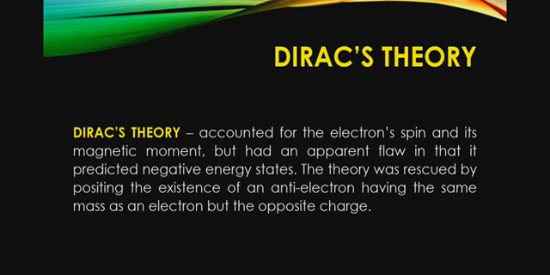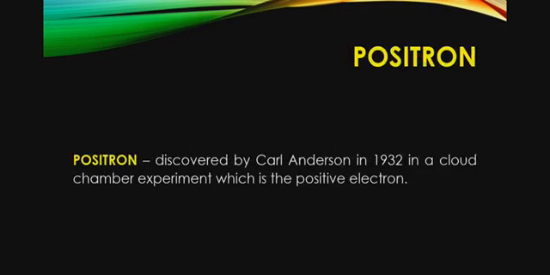Next is Dirac's theory. Dirac's theory accounted for the electron's spin and its magnetic moment, but had an apparent flaw in that it predicted negative energy states. The theory was rescued by positing the existence of an anti-electron having the same mass as an electron but the opposite charge. This is the positron, the positive electron, discovered by Carl Anderson in 1932 in a cloud chamber experiment.